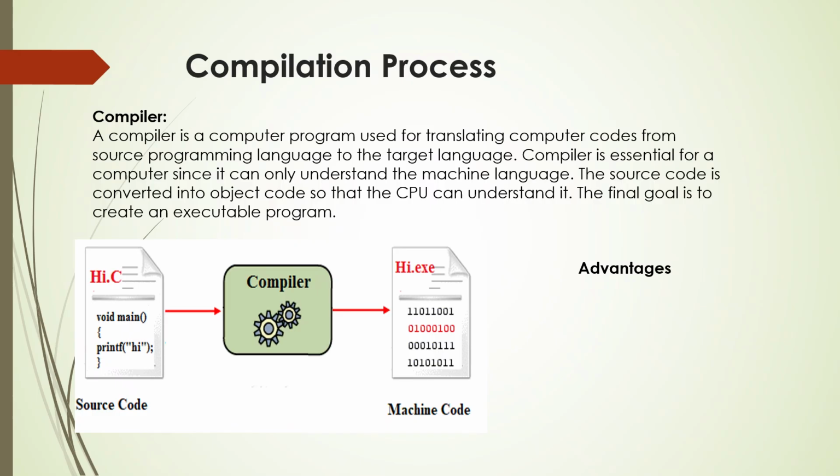Now let's understand all these things with a simple example. Suppose we write a C program to add two numbers. The source code may contain statements like: declare two variables, accept two numbers, add them, display the result. Although these instructions are meaningful to us, the CPU cannot understand them.